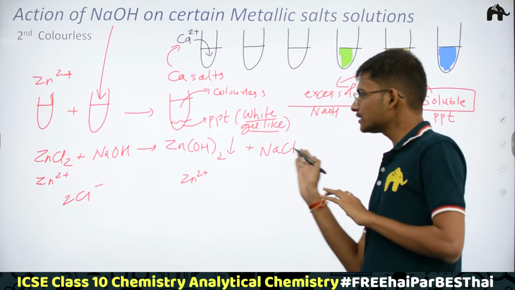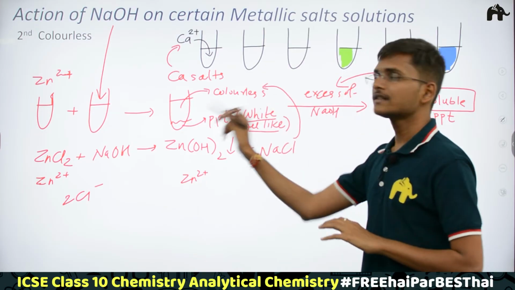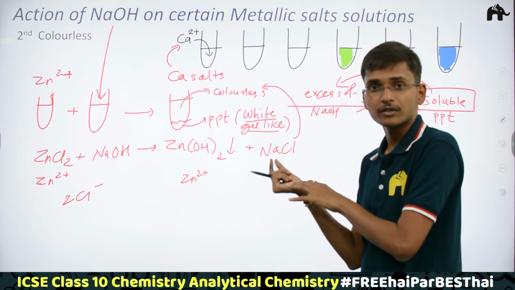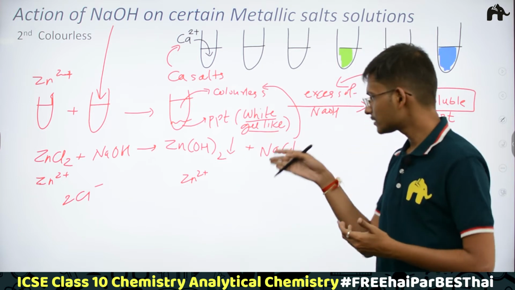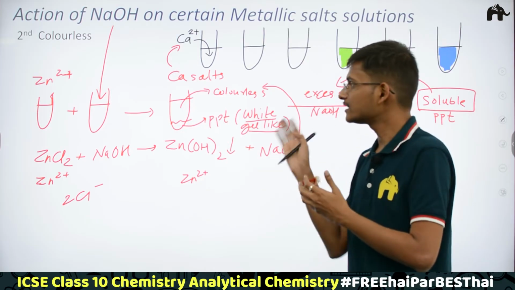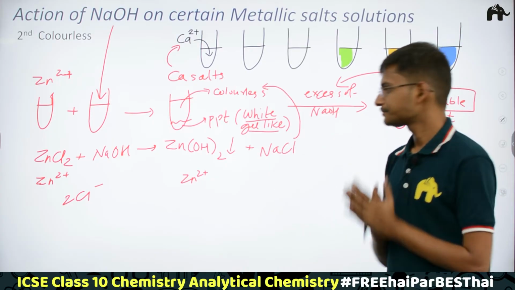So therefore this sodium chloride is present in this colorless solution, and it is soluble, as well as colorless, right? We know representative element salts are colorless, so it is a representative element, colorless, soluble salt. It is hiding itself in this colorless solution. Okay, very simple.